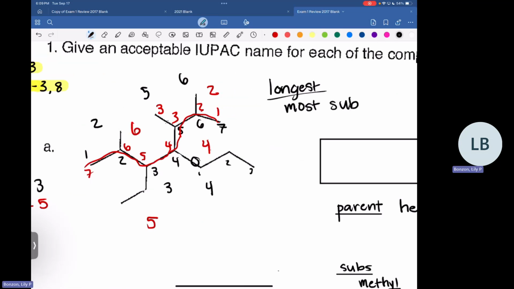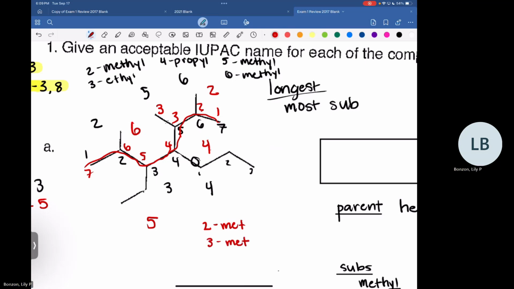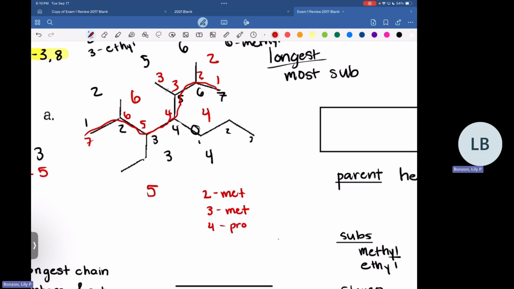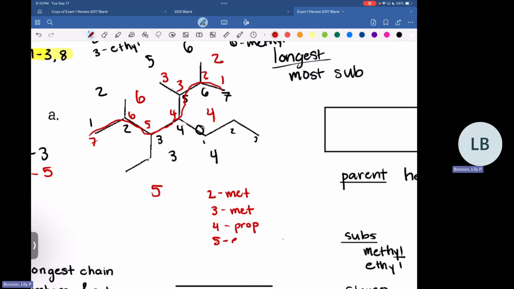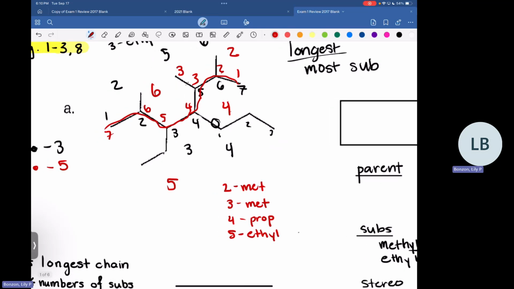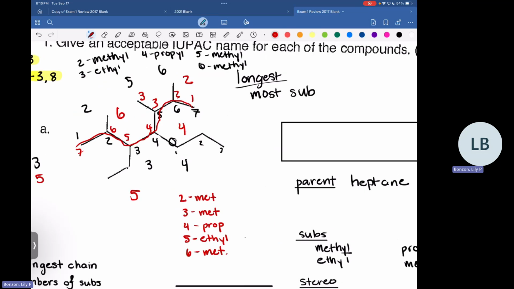So with the black numbering, we have a 2-methyl, we have a 3-ethyl, we have a 4-propyl, and we have a 5 and 6-methyl. We go with the red, we have a 2-methyl, we have a 3-methyl, we have a 4-propyl, have a 5-ethyl, and then we have a 6-methyl. So these are pretty similar, unfortunately, but the biggest difference between these two is we have the 3-ethyl versus the 5-ethyl.